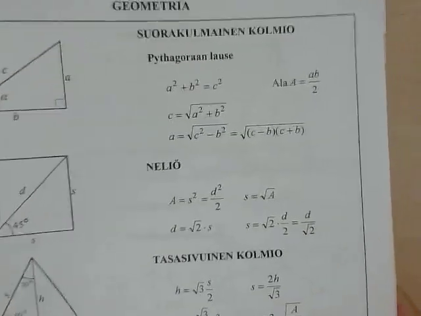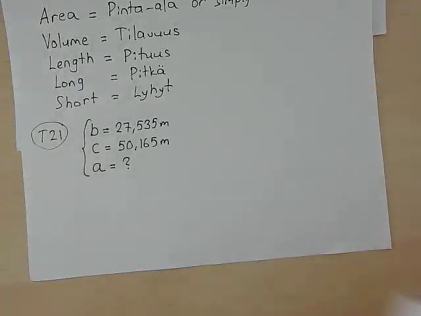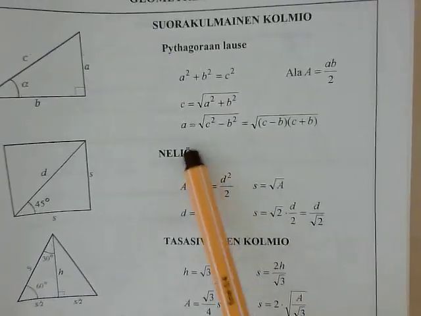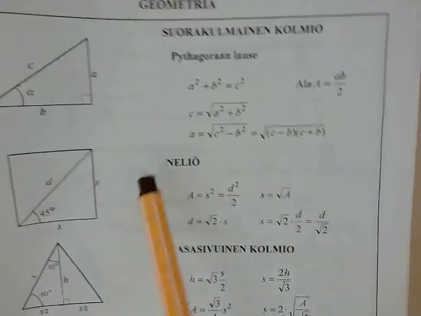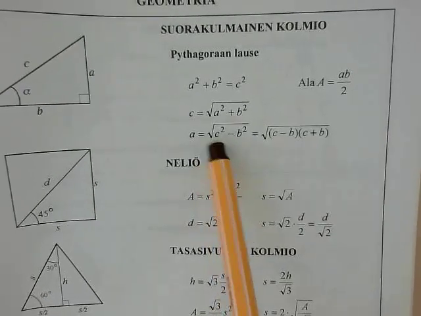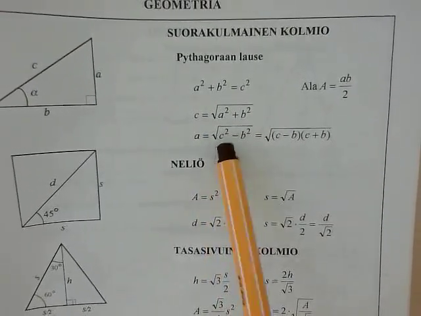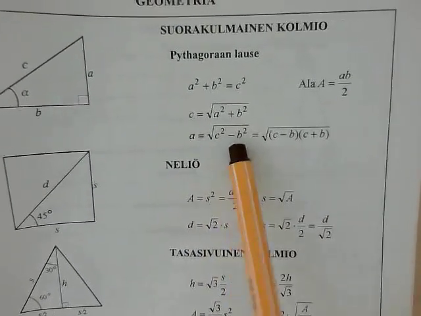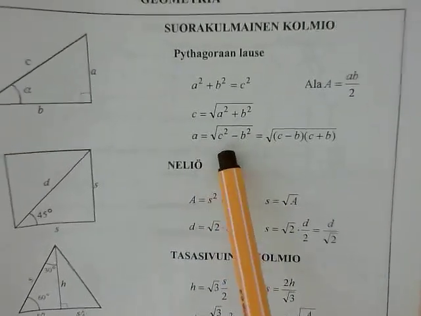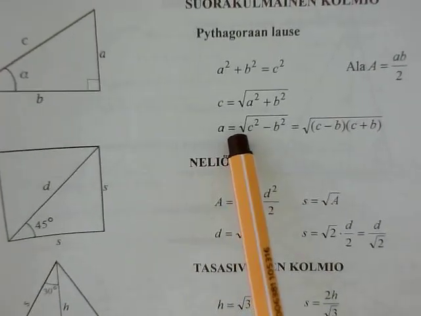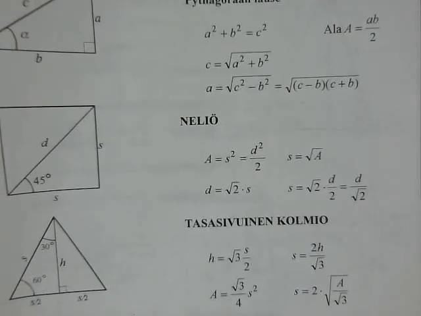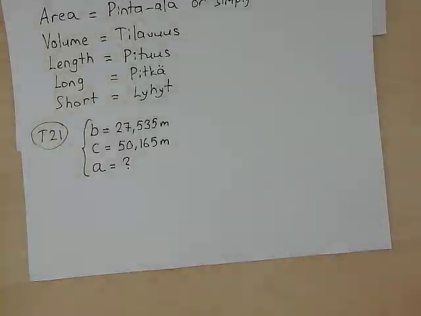In some formula books, this equation has been solved already. I don't understand why, because it's so simple to solve. But somehow, or for some reason, in this book they have solved this problem already. A equals square root of c squared minus b squared.